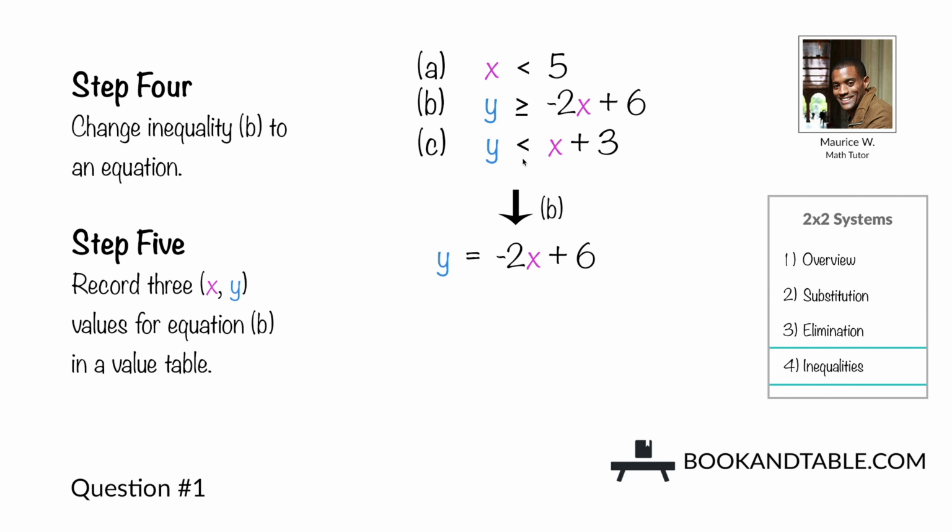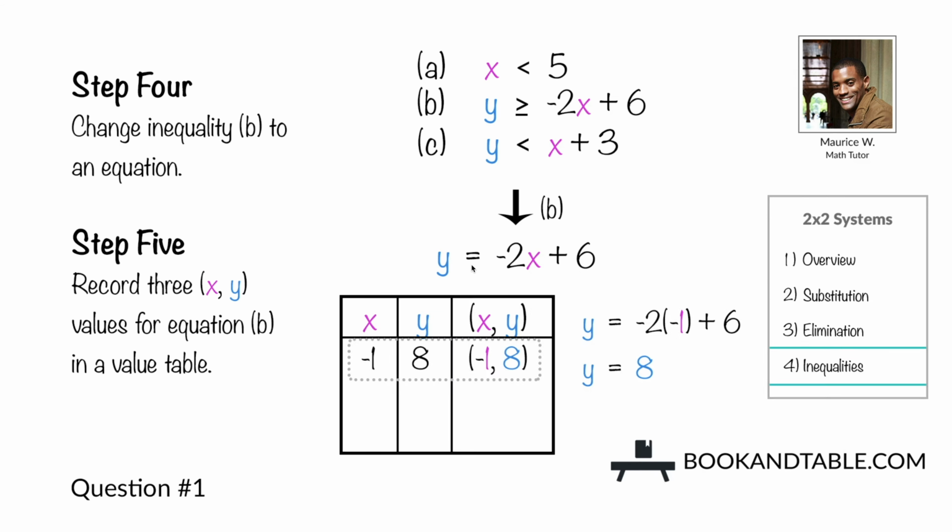So step 4, change inequality B to an equation. So we change greater than or equal to equal to. And now we plug in negative 1 for x, and we see y is equal to negative 2 times negative 1, which is positive 2, plus 6, which is 8. So the first point in the value table is negative 1, 8.